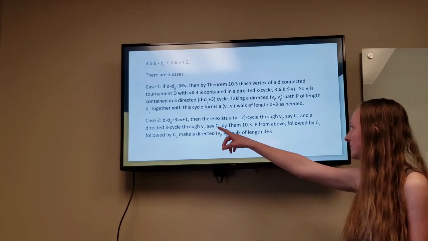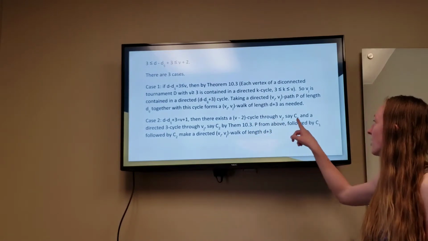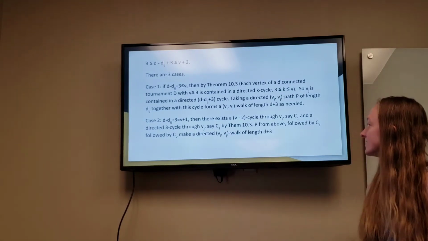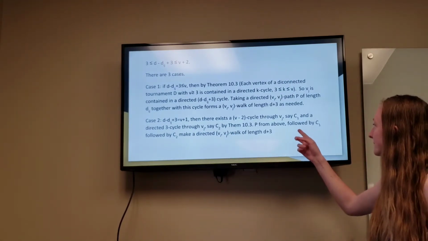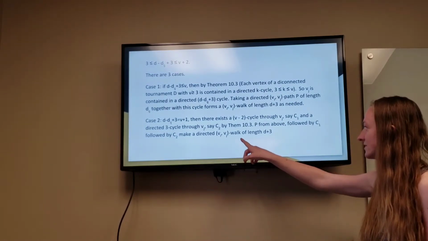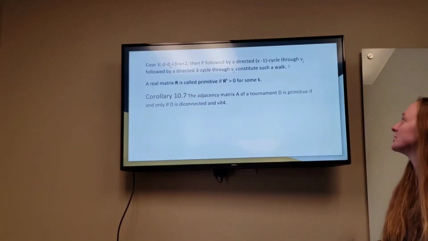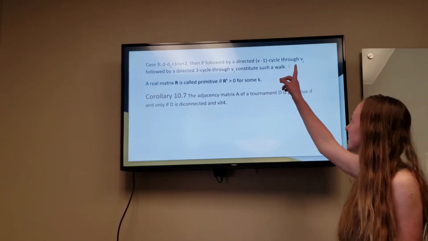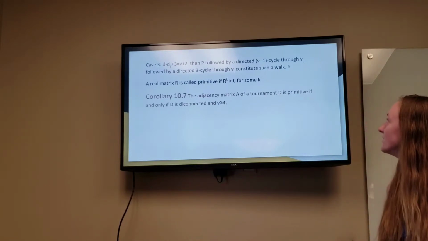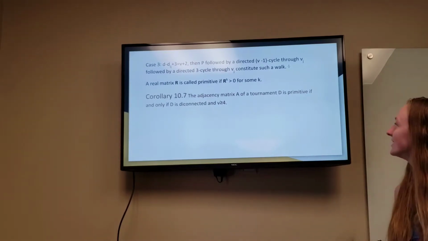So if it's V plus 1, then by that theorem again, we'll get a V minus 2 cycle, we'll call it C1, and then also a directed 3 cycle, say C2. If you just take C1 followed by C2, you can make a directed Vi Vj walk of length D plus 3. And then case 3 is very similar. By that theorem again, you can just get a cycle there, and another 3 cycle through Vj, and then you get a walk. And that was supposed to be a proof box, but it didn't turn out that way.